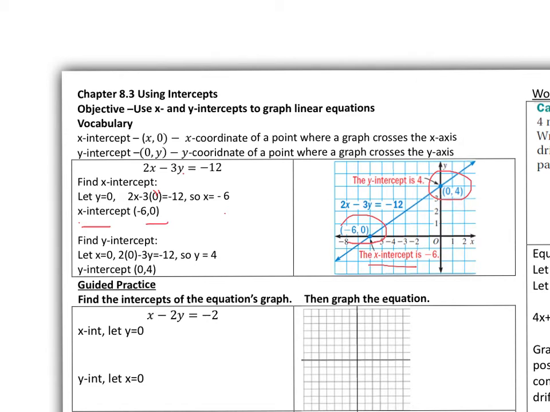And for the y-intercept, it's just the opposite. You let x equal 0, you sub x for 0, and you solve for y to get 4. And the y-intercept will be 0, 4, and then you just plot -6, 0, and 0, 4. Okay, so -6, 0 will be on the x-axis, 0, 4 will be on the y-axis, and then just connect the dots and draw a line. And that's your graph.